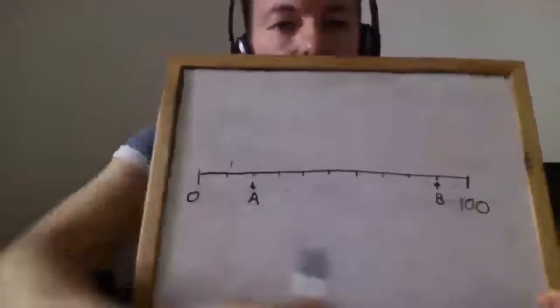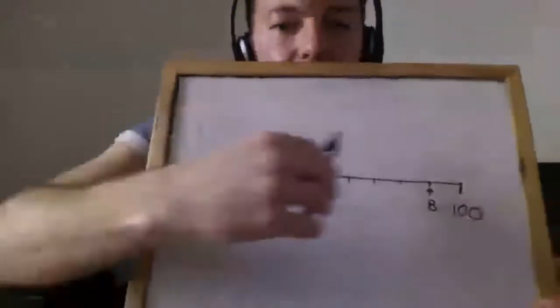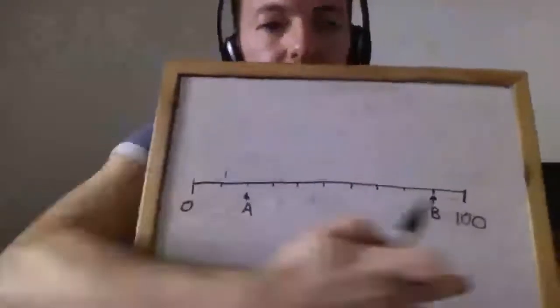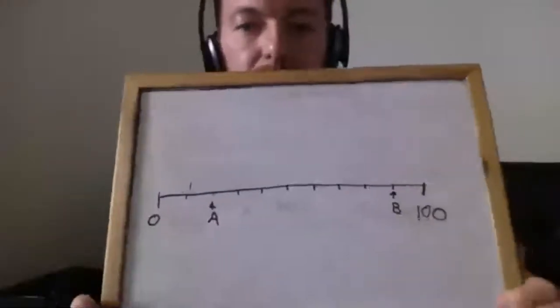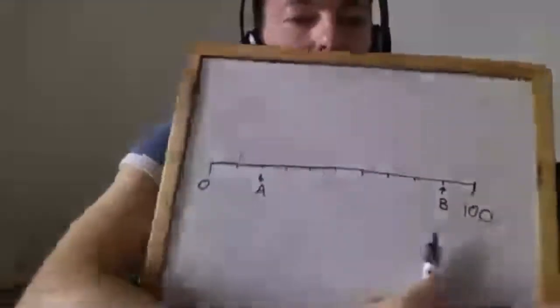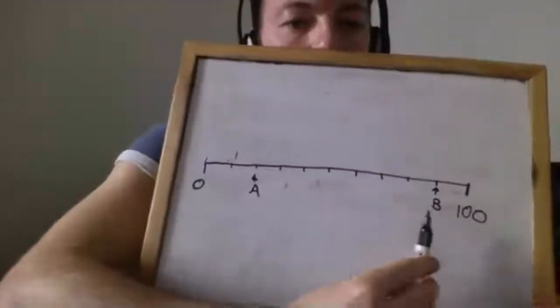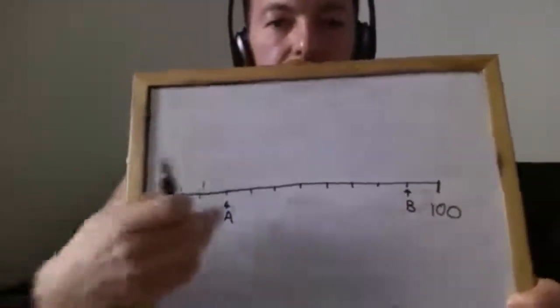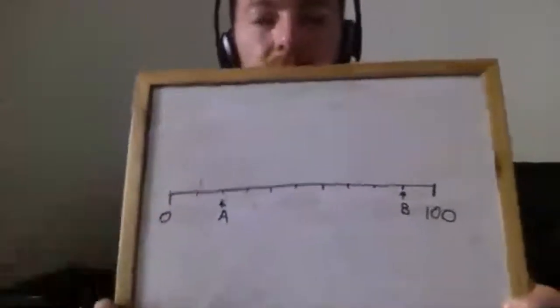Number line is 0 to 100, and we have 10 jumps. So we have 10 jumps to get us from 0 to 100. Every jump must be 10. So on that principle, A must be 20, B must be 100, 90, B is 90. Okay, so 20 and 90. All right. See, you can do it. Let's have a look.